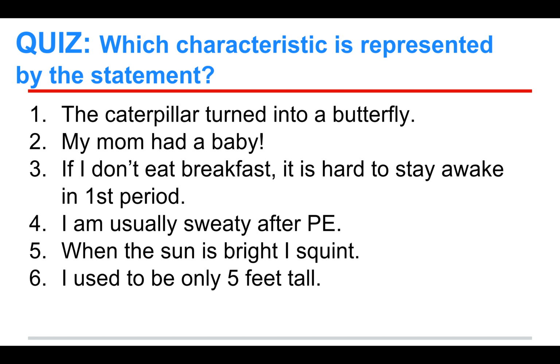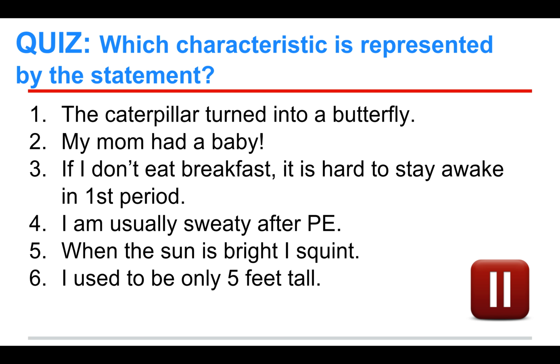Okay, so we have a quiz here, and what I'm asking you to do in this quiz is to look at the statement, and I want to know which characteristic from your notes is represented by the statement. I'm going to read these to you, and I would like you to pause your notes after I'm done and quiz yourself and see if you can figure out which characteristic is represented.